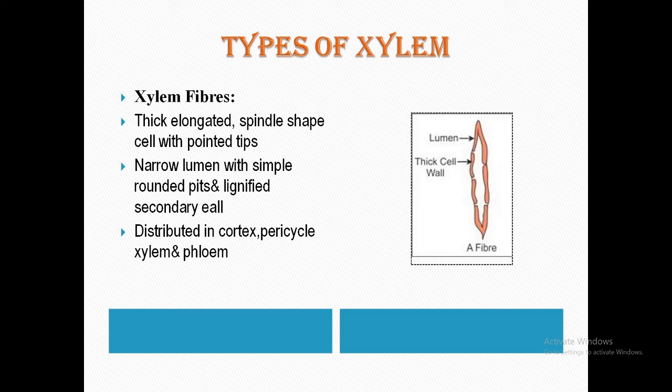Then next is the xylem fiber. Xylem fibers are elongated. We already studied fibers in the simple tissue. The same thing applies here in the xylem fiber. They are very much elongated and narrow cells with pointed end walls, and the walls are very much thickened, and the lumen is much reduced.